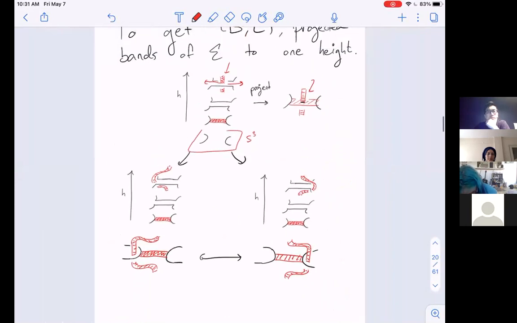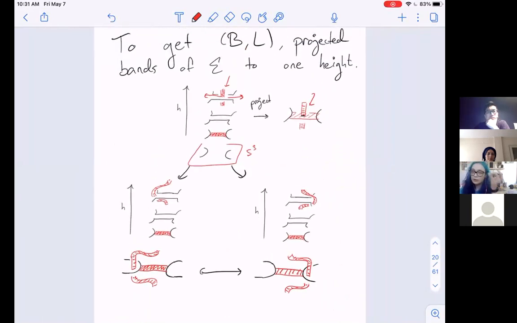Okay, but this was really the whole step, the whole procedure of getting the diagram. I put my surface in Morse position, I flattened it, and then I projected everything down. And then I had a diagram, that was it.